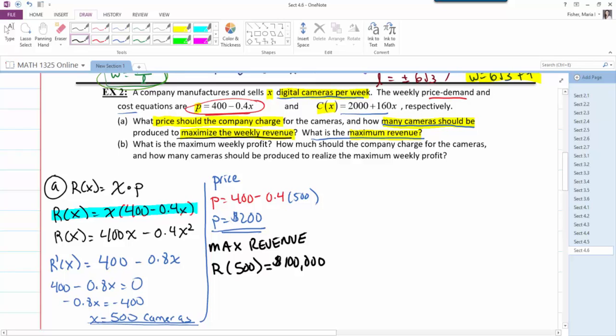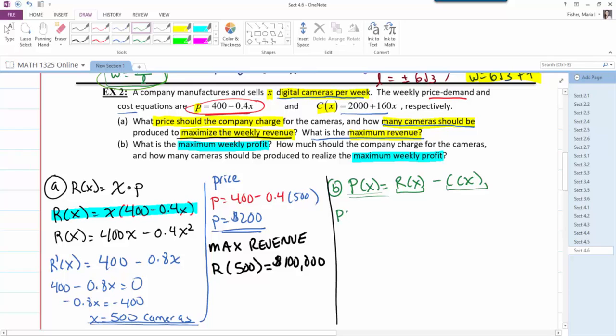Now part B says, what is the maximum weekly profit? So here we need to maximize our profit. And then how much should the company charge for the cameras, and how many cameras should be produced to maximize our profit? Well, recall our profit function is equal to revenue minus cost. So I know what my revenue function is. I'm given my cost function, so I can determine my profit function.